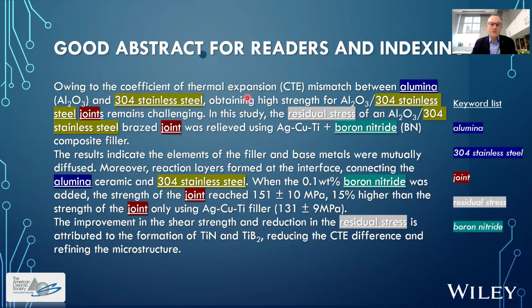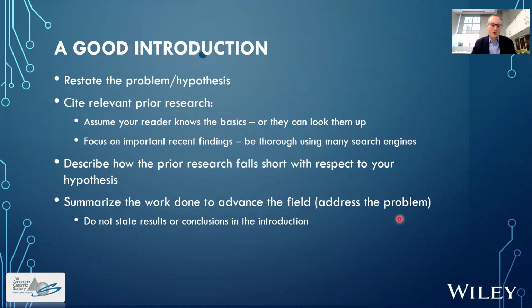So a good abstract for readers and for indexing includes some of these keywords. You can see here, these are the keywords: alumina, 304 stainless steel, joints, residual stress. These AI tools are going through and they're picking out these keywords. And so when readers go through and try to search for these keywords, having them present in your abstract helps the AI tools to be able to find them, and it helps ultimately readers to be able to find them, read your paper, and ultimately cite it in their own work.